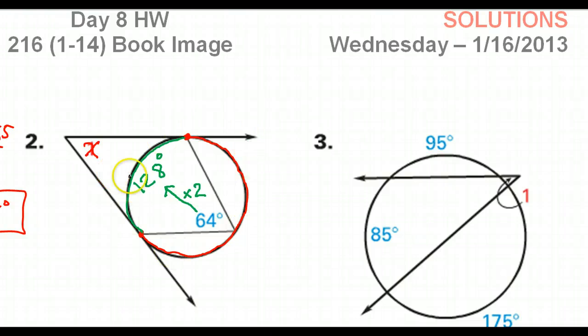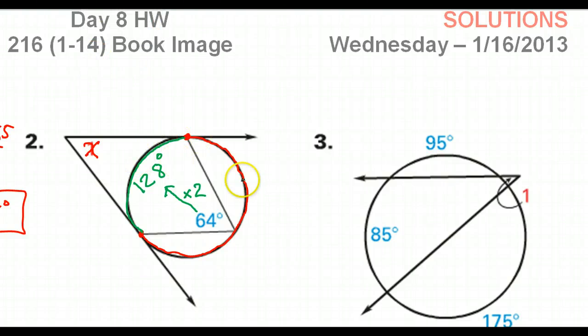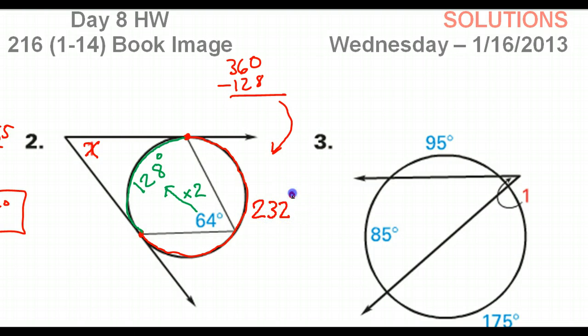Well, look, the whole circle is 360 degrees. So since the whole circle is just made up of these two arcs, I can simply go ahead and do 360 minus 128, and that should give me the red arc, which turns out to be 232 degrees. All right, now I know the two arcs.